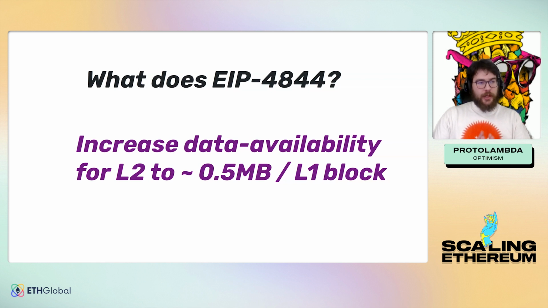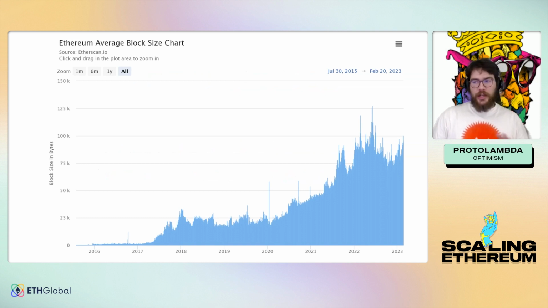So what does EIP-4844 do? EIP-4844 increases the data availability for layer 2 to about 0.5 megabyte per layer 1 block. For context, the current data availability is around 70-ish kilobytes. And so this jump up in data availability increases the capacity that is there for rollups to post their data to. If you've watched the talk from Calvin about how these rollups work, then you're now familiar with the concept of a data availability layer.